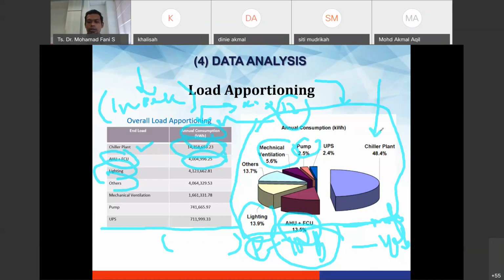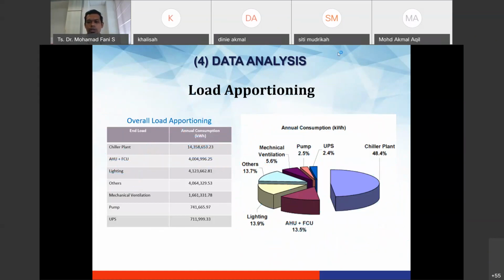For example, here the chiller plant consists of 48.4% of the total energy usage every year. So what to focus on for the ECM? The auditor knows this 48.4% is very huge. Plus the components of the cooling system here, AHU, air handling unit, and FCU. Maybe the auditor will come up with the general load breakdown, for example lighting, cooling system, and others.